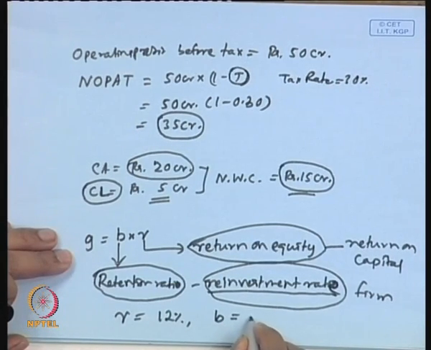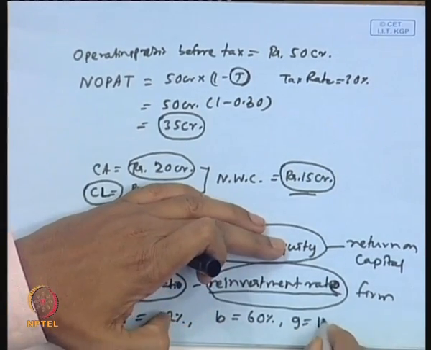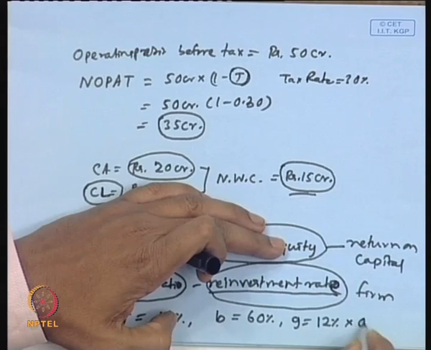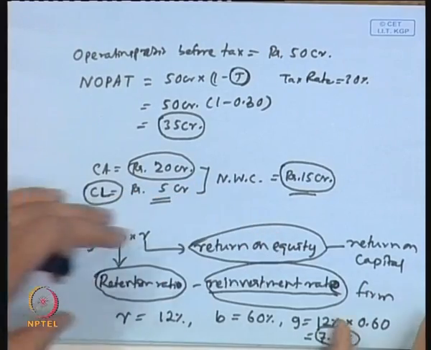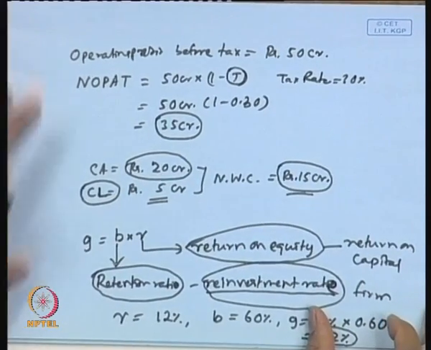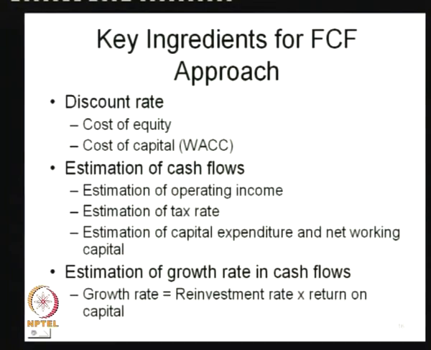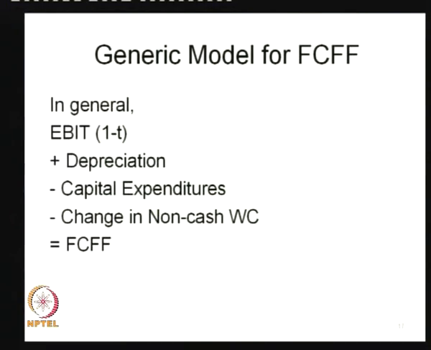So, if the return on capital, ROC, is 12% and the reinvestment rate, which is B, is let us say 60%, the growth comes to 12% into 0.6, which is 7.2%. This is the growth which has to be used to find out the cash flow of the subsequent year, based on the growth over the previous year's cash flow. So, these are certain things to estimate the cash flow.